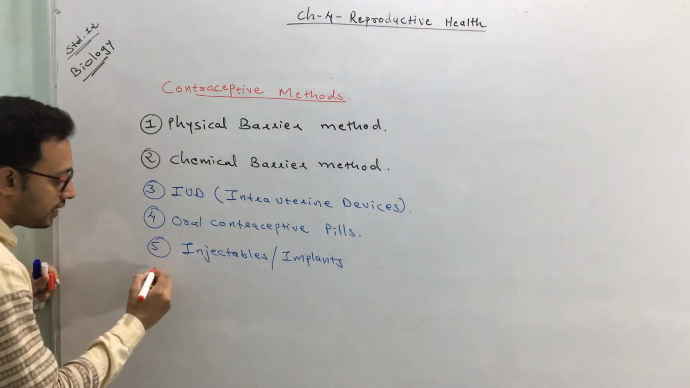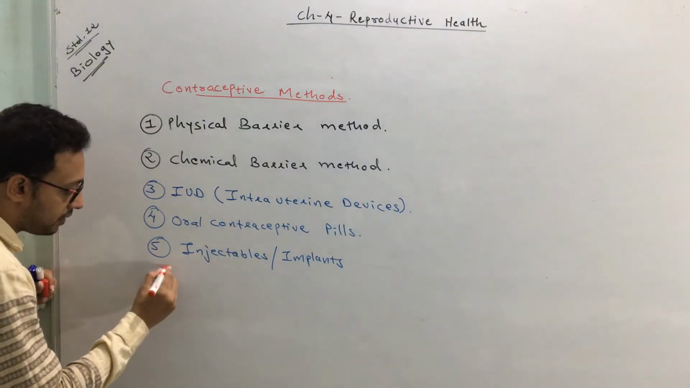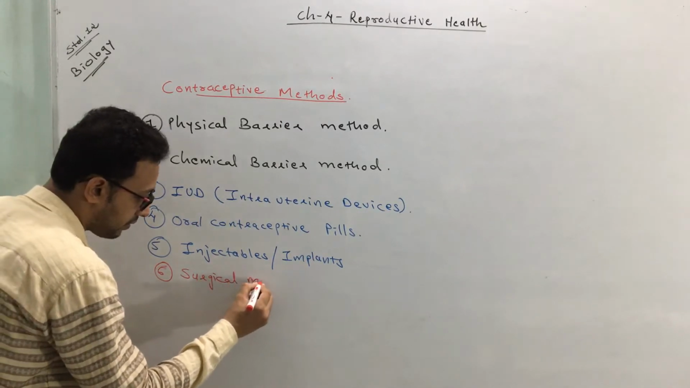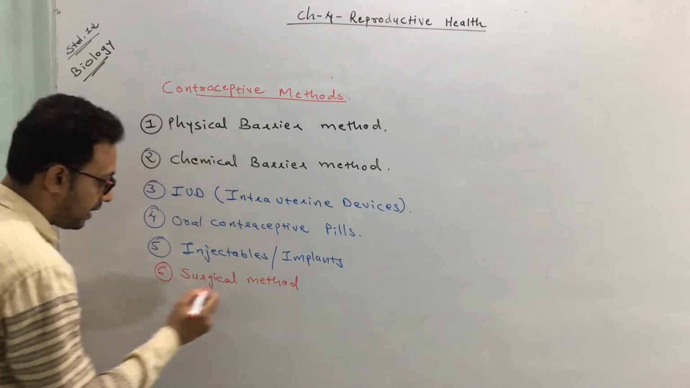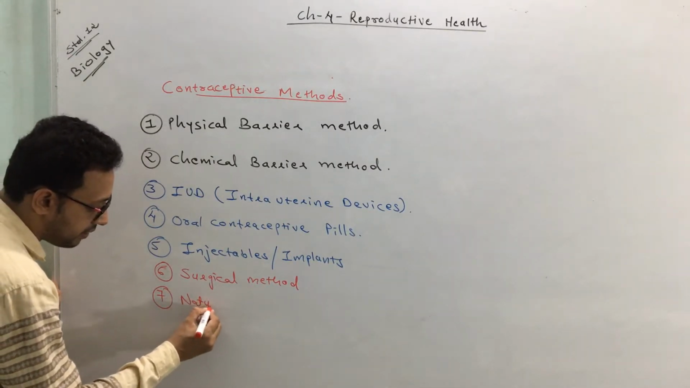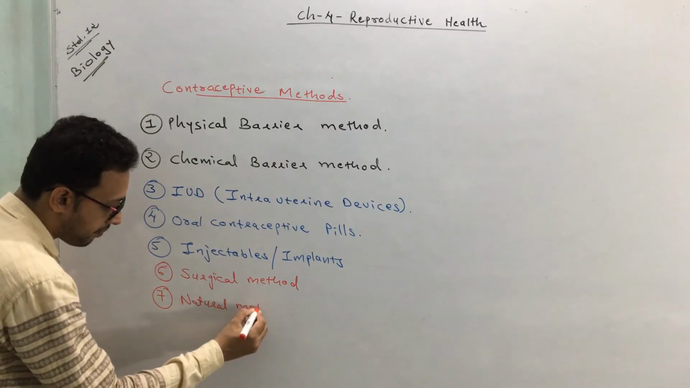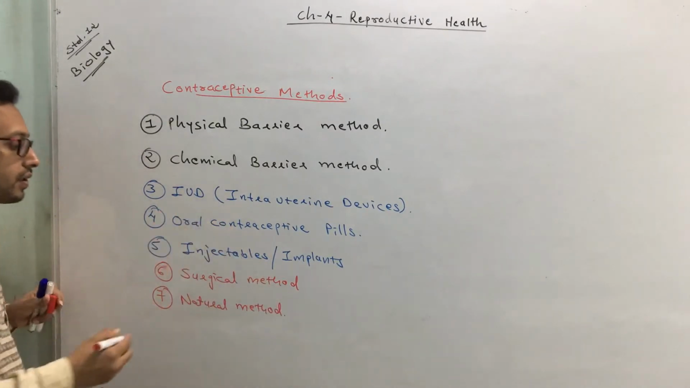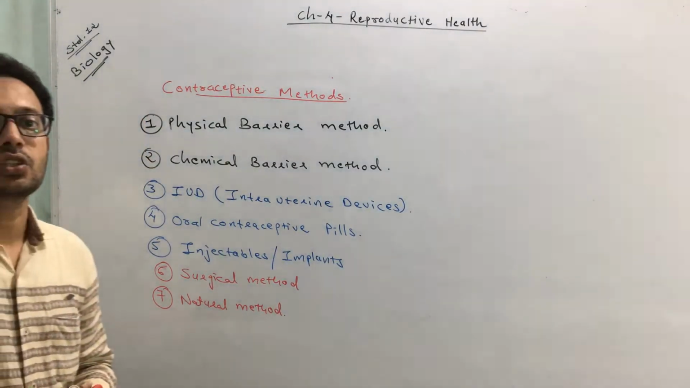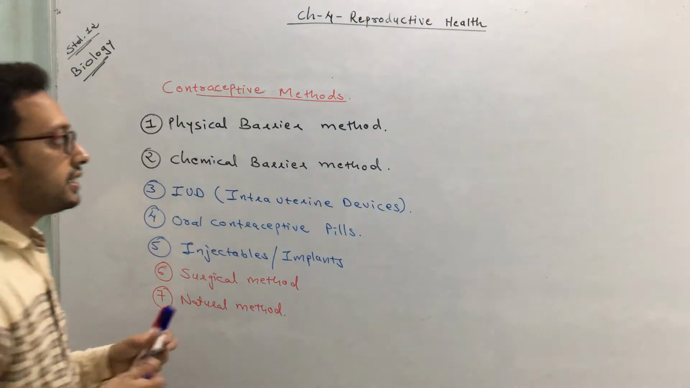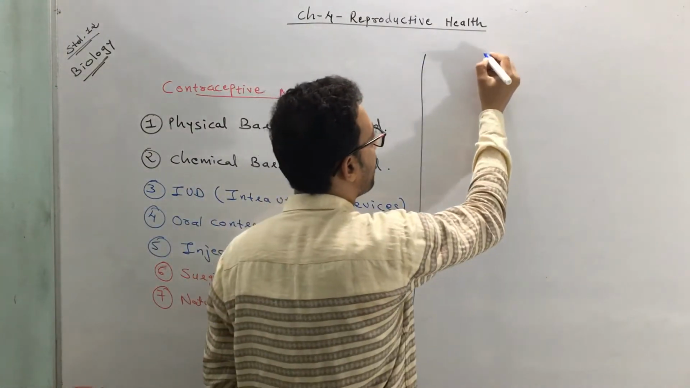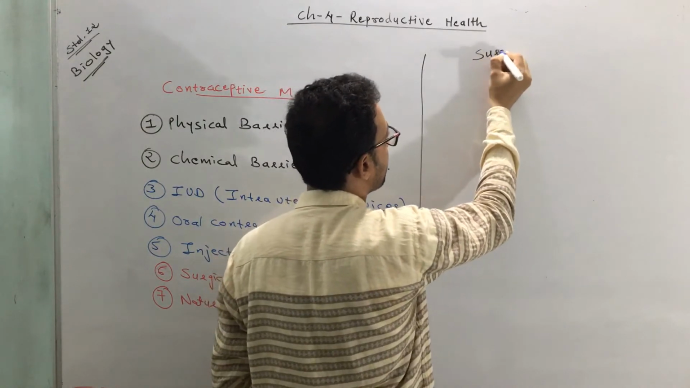Today we have to discuss this method, the sixth, which is called the surgical method. And the one more method that is left is called the natural method. So today we have to discuss these two methods, the surgical method and the natural method. Let's discuss them one by one. First of all, we start with the surgical method.